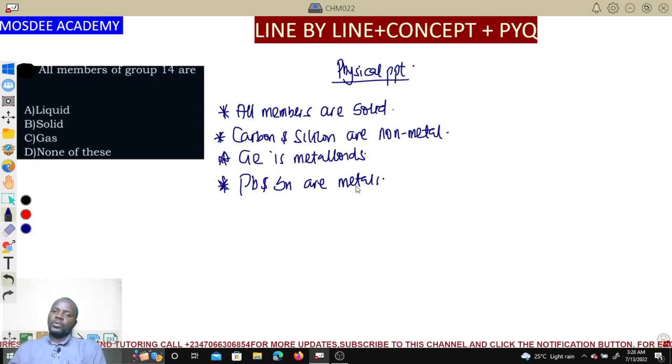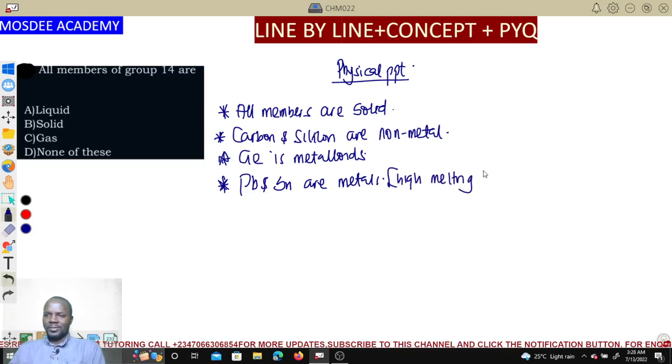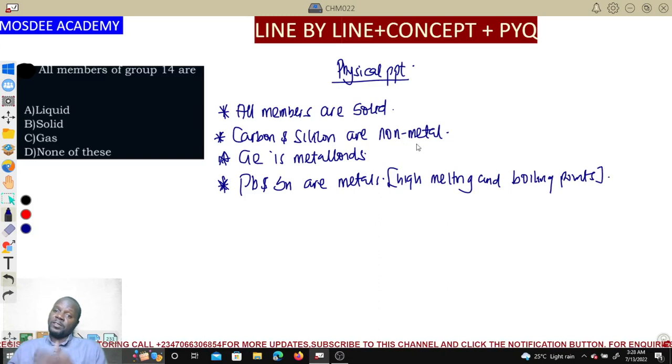Because of that, we expect metals to have high melting points, so basically they have high melting and boiling points. Generally group 14 elements have high melting points, but you expect the melting point to increase as you go down the group, because they become more metallic. So these are the little physical properties you can talk about. Then we can also talk about chemical properties in the next slide, but for this, the answer is solid. All of them are solid in nature.